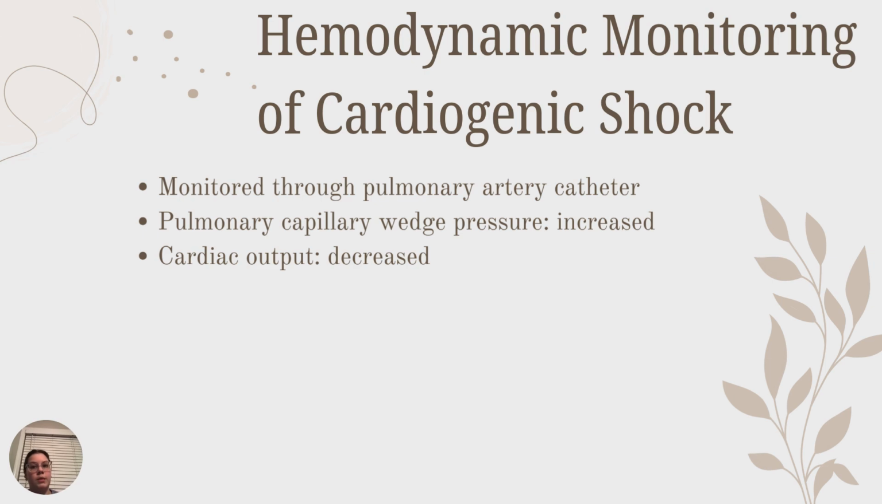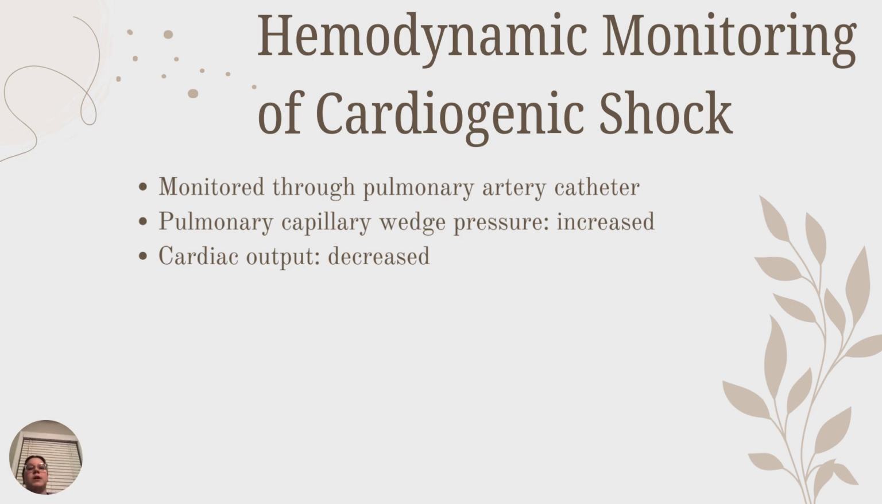So your hemodynamics, there's a little bit more information to this one. Again, you're going to monitor it through a pulmonary artery catheter. Your wedge pressure is going to be increased. Your output is going to be decreased. The wedge pressure, you're going to anticipate it being over 15 millimeters of mercury. And we can suspect mitral regurgitation if there are large V waves on the wedge pressure tracing.